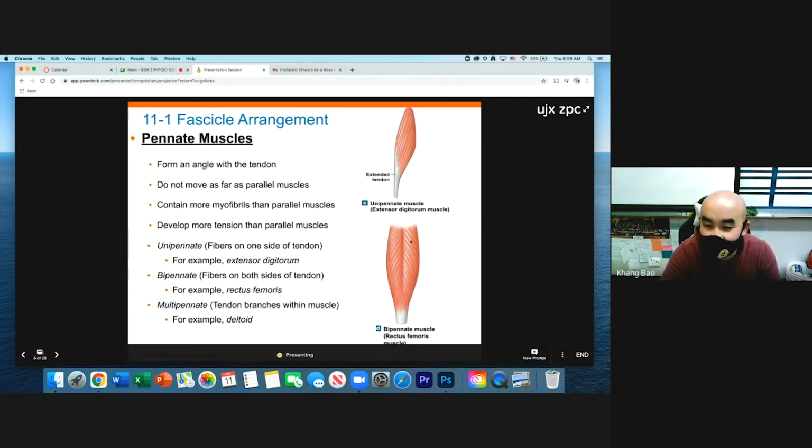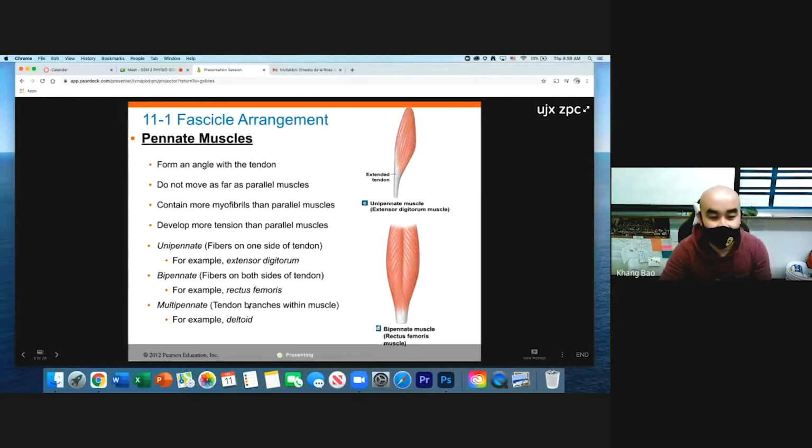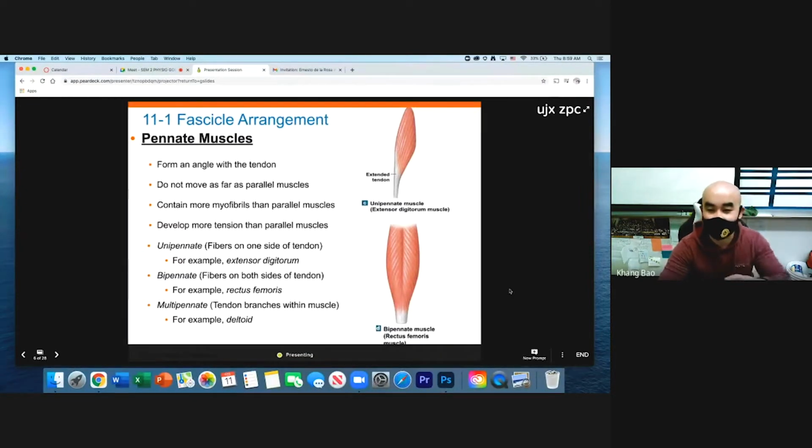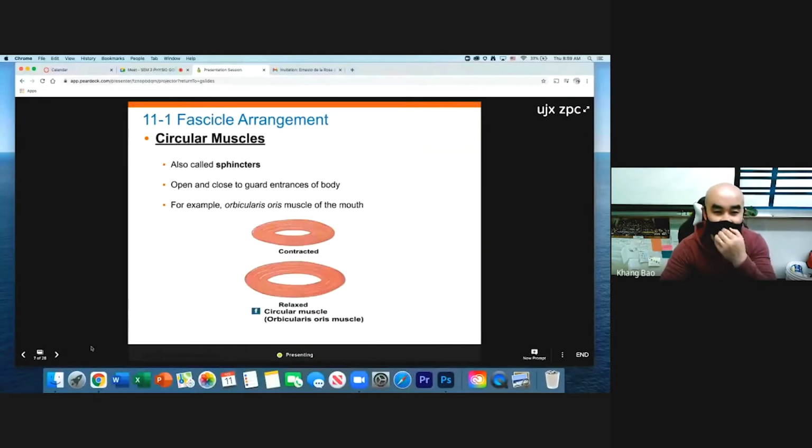Bipennate would be a muscle that has two different feather shapes. Rectus femoris, right? Has to do with your femur, right? The muscle that allows you to control your femur bone. If you guys don't remember, the femur is the bone that connects to your pelvis. Okay, and then multipennate would be they have more than two of these feather-like shapes, and your deltoid would be an example. Okay, and we'll talk about these muscles later on. And the fourth type of muscle is what we call circular muscle.